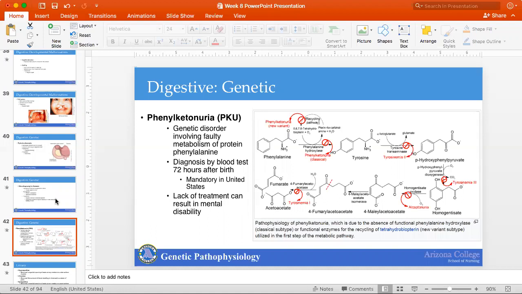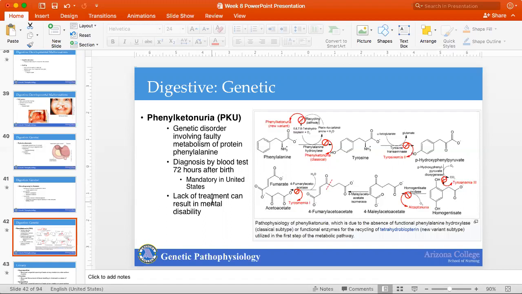Phenylketonuria. This is a genetic disorder involving faulty metabolism of the protein phenylalanine. You'll see a warning on this, particularly with diet sodas or diet drinks. Diagnosis by blood test 72 hours after birth. This is mandatory in the United States, so it's a part of the normal blood work done on children. Lack of treatment can result in mental disability.